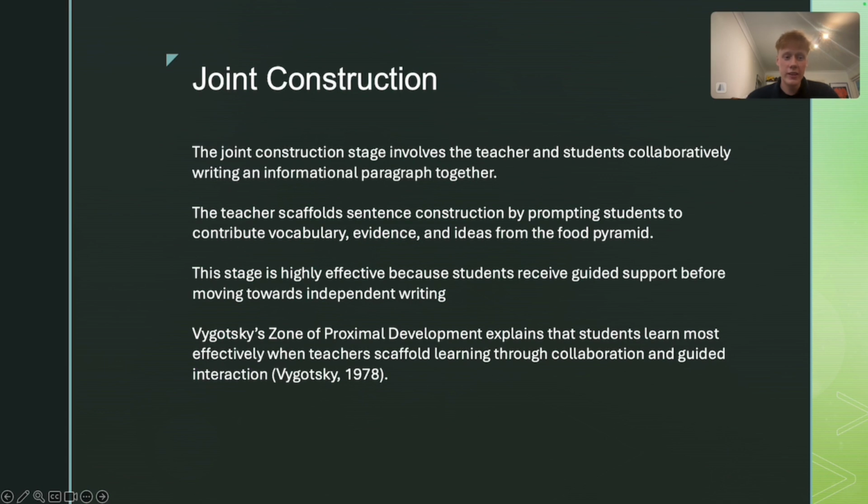In the joint construction phase, the teacher and the students collaboratively work together to write an informal paragraph together. The teacher scaffolds sentence construction by prompting students to contribute vocabulary, evidence, and ideas that they've got from the food pyramid. This stage is highly effective because students receive guided support before moving on to independently write a paragraph of their own. Referencing Vygotsky's zone of proximal development, this explains that students learn most effectively when teachers scaffold learning through collaboration and guided interaction.